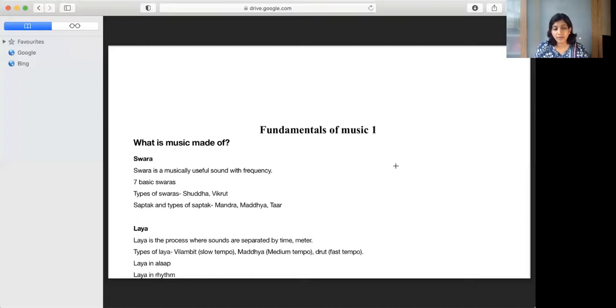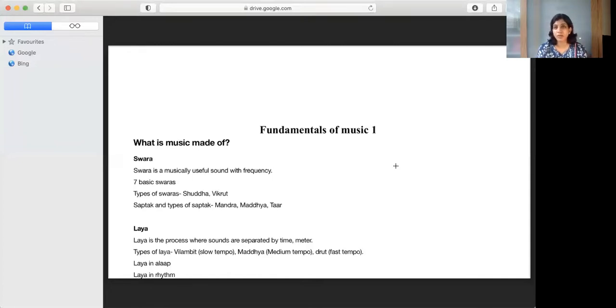So it does not mean that only pleasing sound to the ears is important in what makes the swara of music. But it is beyond that. It has to be pleasing. It also has to be consistent. And it can be sung or played for a long period of time. Okay, so that is very important. So that is why I've written that swara is a musically useful sound with a particular frequency.